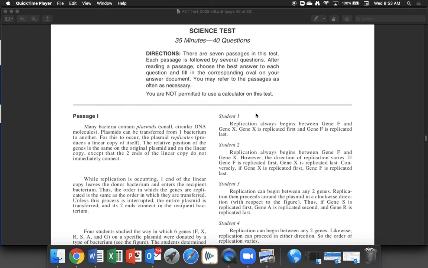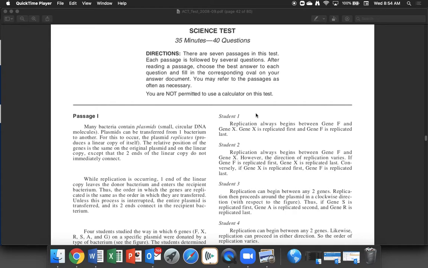Hi, ladies and gentlemen. This is our introduction to the ACT Science, the final test of the ACT. On the ACT Science, they're going to ask you to be able to read and interpret charts, graphs, and data as though you were a scientist. However, it is essentially a reading test, and you can answer most or all of the questions without any previous background because the answers are contained on the test.